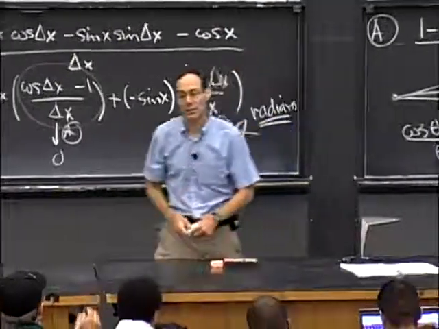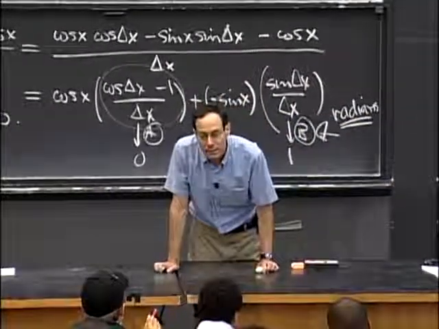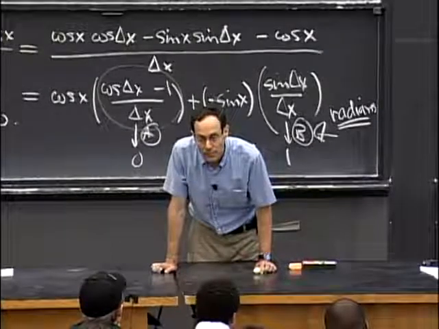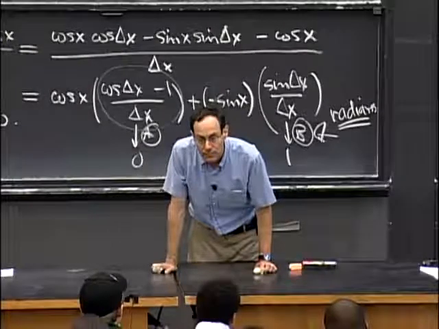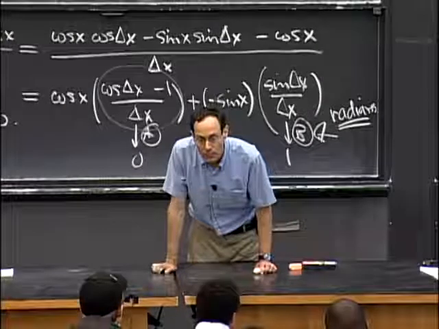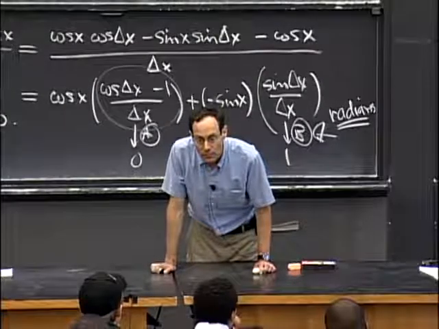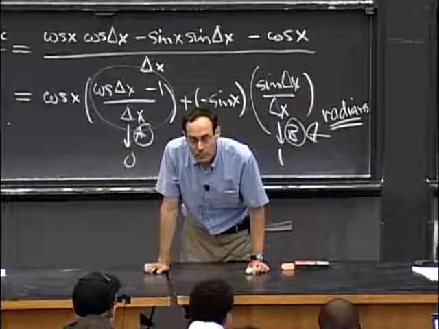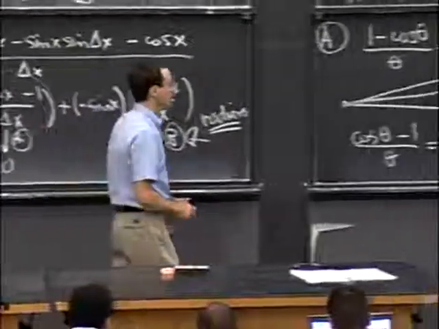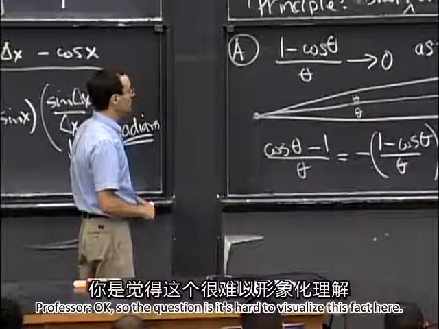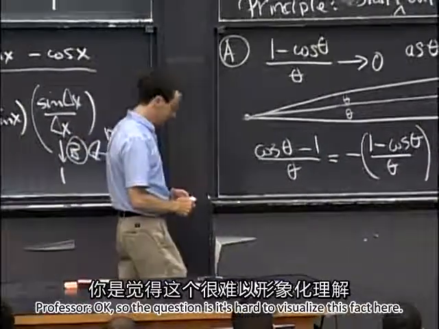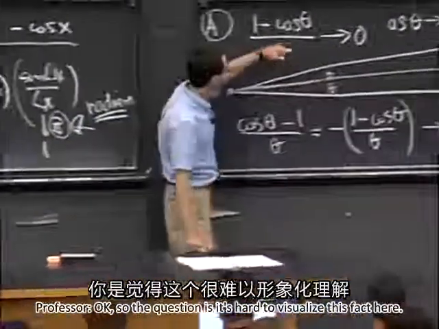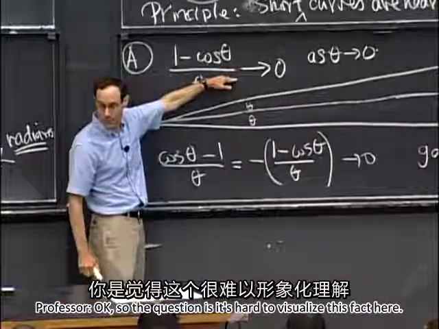Another question. For part A, there was a unit proof. I'm having a little difficulty conceptualizing it, because it seems to me that as theta gets smaller and smaller, the ratio between 1 minus cosine theta and theta will get closer and closer to 1. I don't understand how that is 0 exactly. Okay, so the question is, it's hard to visualize this fact here.